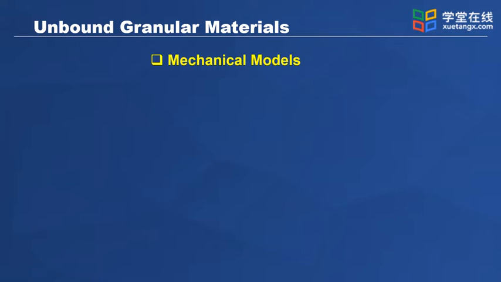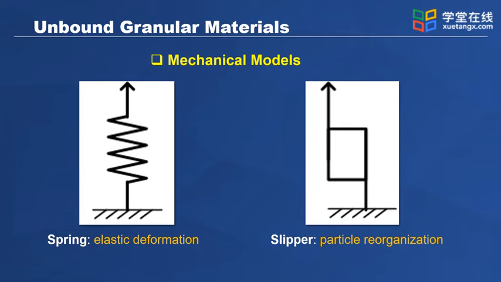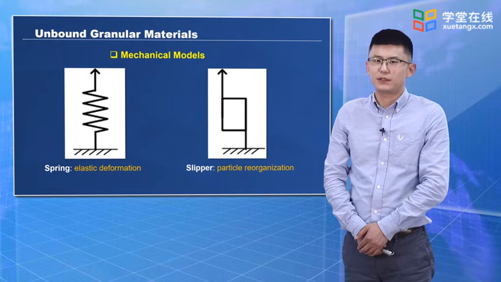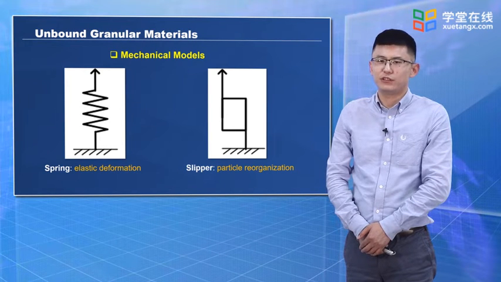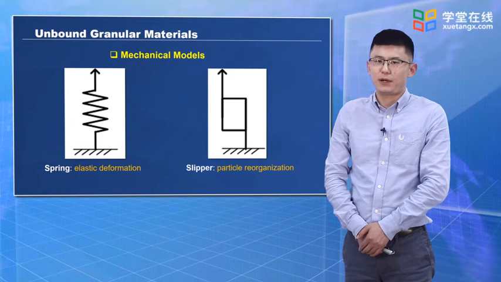So how about the mechanical models of unbound granular materials? Generally, it can be composed of two parts. The first is a spring. What is a spring? That means the deformation should be elastic. That is, if we apply a load, we have a deformation. If we remove the load, the deformation comes back. So we call it elastic deformation. And it can also include the slipper. Slipper means the particle reorganization. If we have a deformation, the deformation will not come back. That is the plastic deformation.